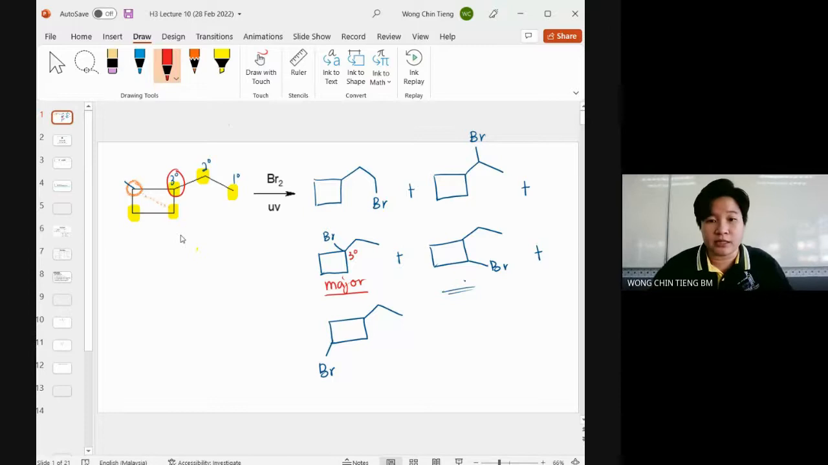I want to remind you again, we are doing mono-bromination. So we only replace hydrogen with one BR. We only replace one hydrogen with one BR. Okay, I hope you can get that.